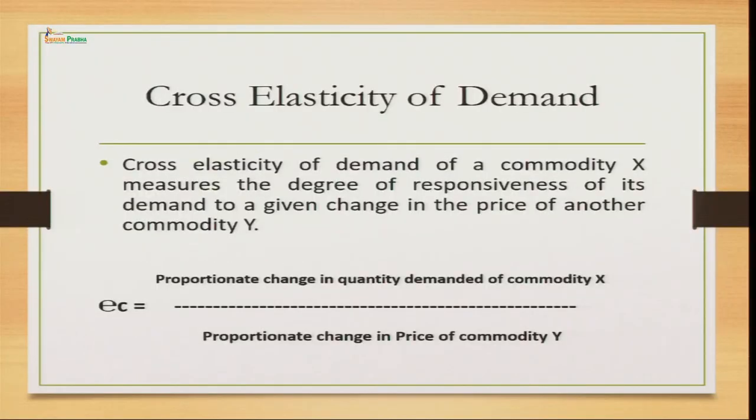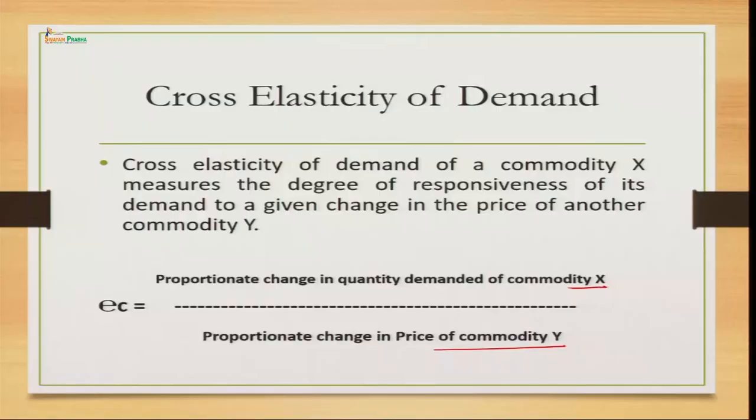Then we have cross elasticity of demand. Cross elasticity of demand is basically the concept where we are establishing the relationship between the quantity demanded of commodity X and the change in the price of commodity Y, right? Price of related goods, right? What happens to the demand for commodity X because of a change in the price of commodity Y? That particular relationship is considered cross elasticity of demand, and that is how we call it. So here you have to see this carefully, that demand for commodity X is going to be studied because of a change in the price of commodity Y.